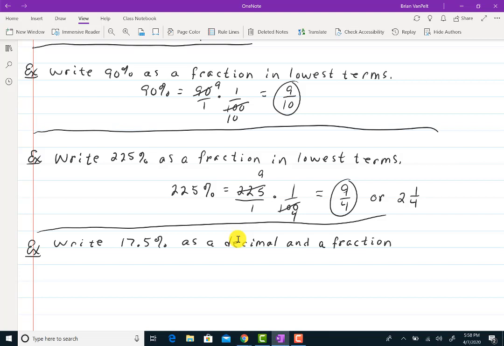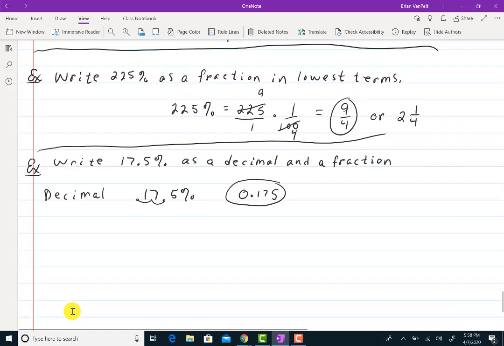See, in a problem like this, I don't think I would use 1 over 100 if I was just to do a fraction, just because of the 0.5 that's already in there. I would definitely want to go to a decimal first. So let's do that part first. So I have 17.5%. I'm going to take this decimal and move it to the left 2 places, and I'm left with 0.175. And then the decimals, as I mentioned, are the easiest things to convert to other stuff.